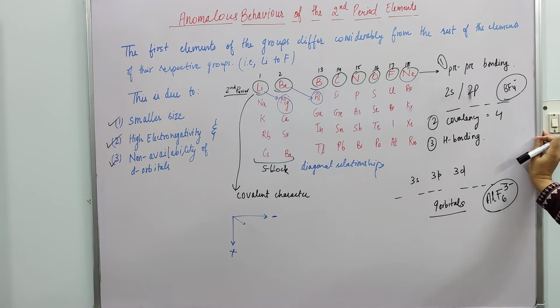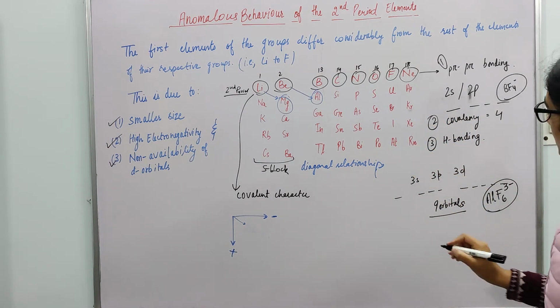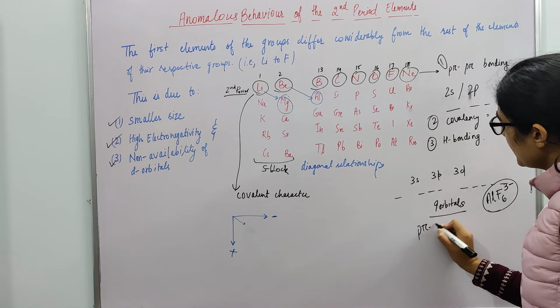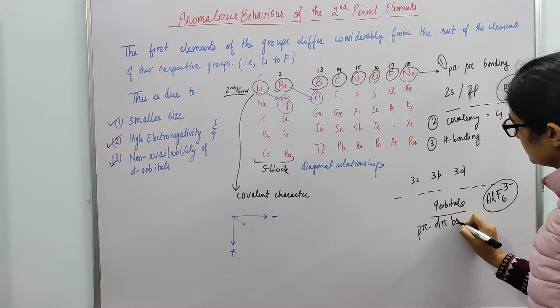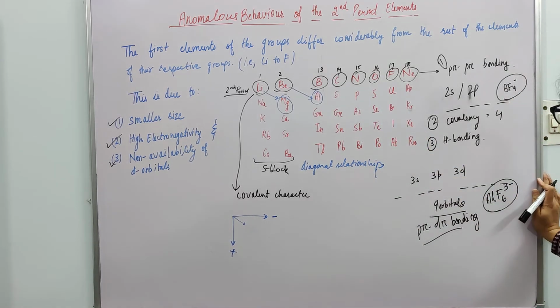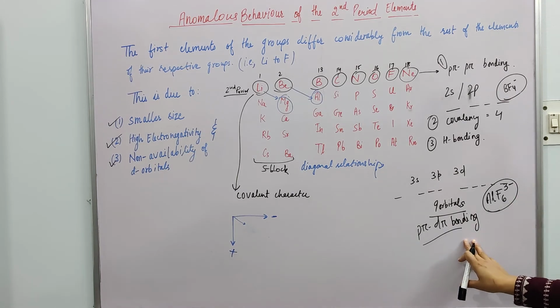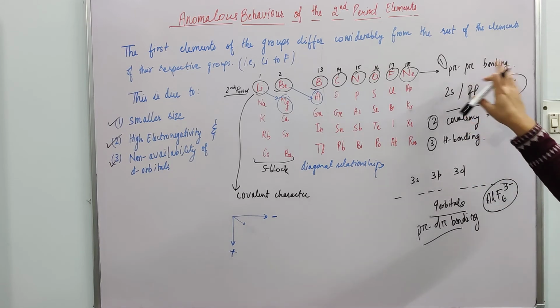Now the lower elements do not form p-pi p-pi bonding, they form p-pi d-pi bonding, and the reason is, as you move down the group, the size of the p orbital increases and they have a very diffused electron cloud. That's why the sideways overlapping of p orbitals is not possible. Hence, they form p-pi d-pi bonding instead of p-pi p-pi bonding.